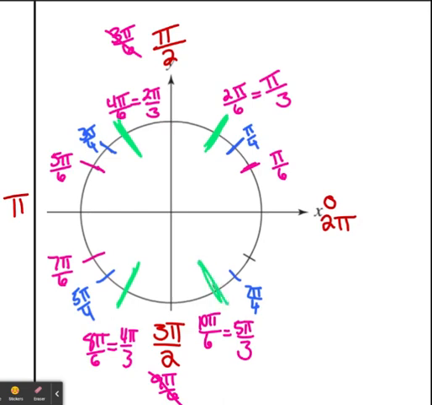All right, and then the last one is 11 pi over 6, and all the way around the circle is 12 pi over 6.